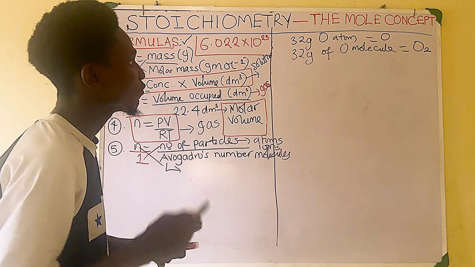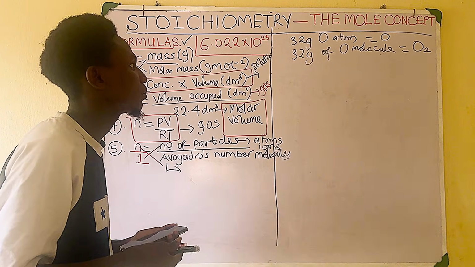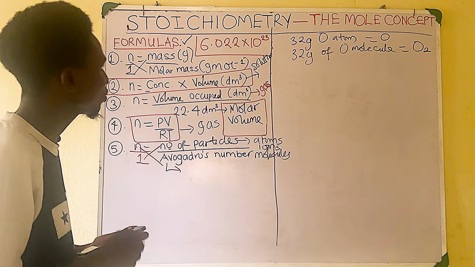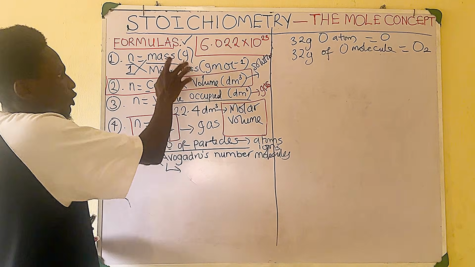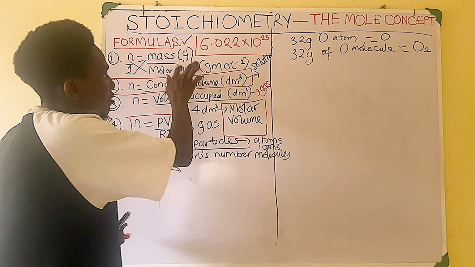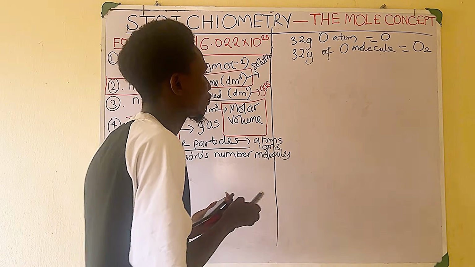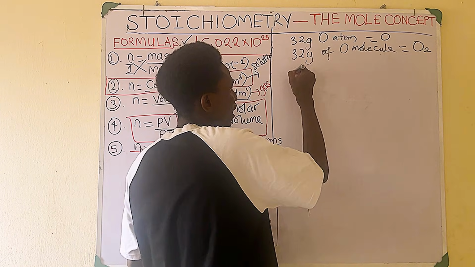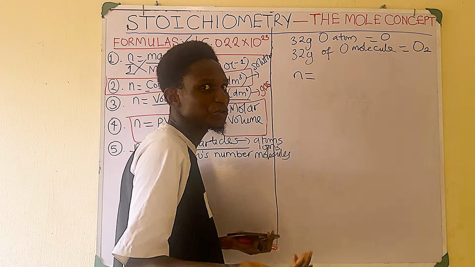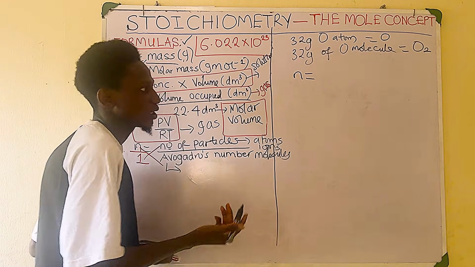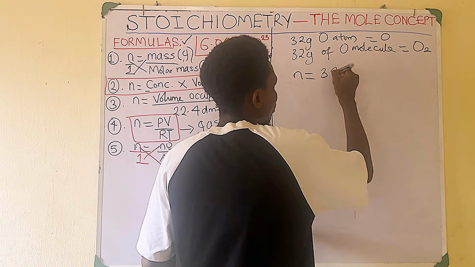Now, 32 grams of oxygen atom. How do you look for the number of moles here? Remember I told you guys that once you just see gram, the first thing that comes to your head is mass. So in the first formula there, n equals to mass over molar mass. So from there now you have n equals to 32 divided by, now, I hope you are adjusting this, because it is very, very important for your exam.